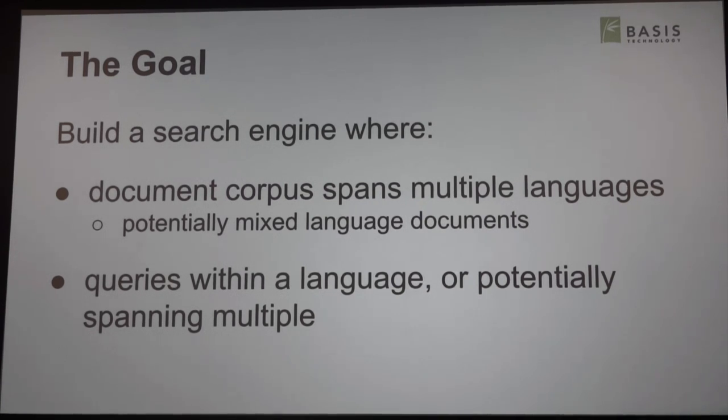So Google, of course, is all of the above. The web is obviously a multi-billion document corpus that spans multiple languages. And Google is very good in terms of having one search box that, if I put in a string of German, it'll be very good at returning me German documents.